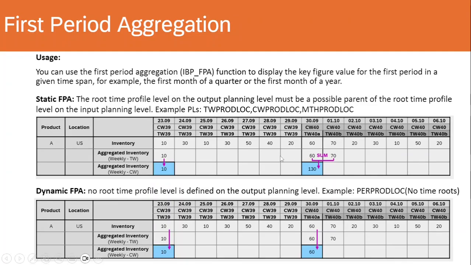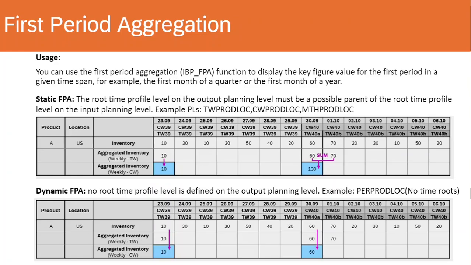The name itself says that the first period of a given time span would be displayed at an aggregated level. For example, let's take the inventory key figure. When we display the data of the inventory key figure at a calendar week level, the inventory on the first day of a calendar week should be displayed. Likewise, the first month of a quarter would be displayed at a quarter level, or the first month of a year would be displayed at a year level.